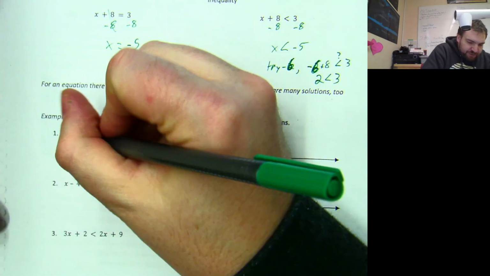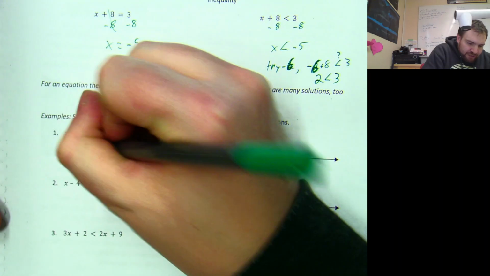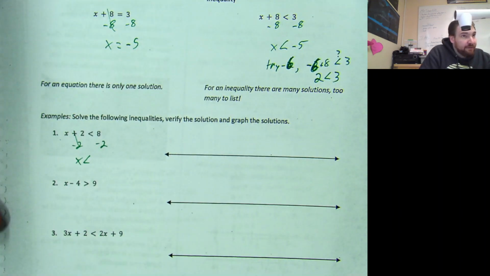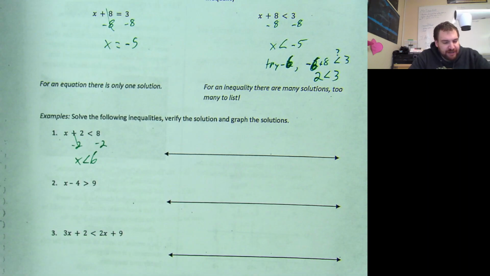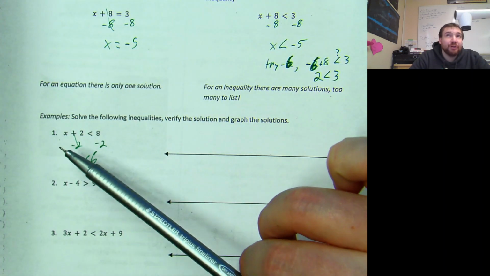Subtract 2 on both sides. Cool, love it. -2, -2. So we're going to get x is going to be less than 6. And then we want to verify that the solution is true. So what is a value that is less than 6? 5. So then we're going to plug that back into our original inequality.